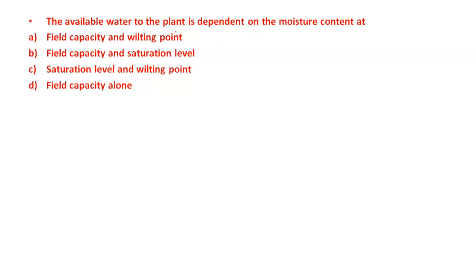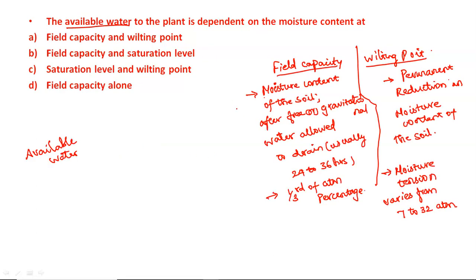Next one: the available water to the plant is dependent on the moisture content at which points? First you understand what field capacity and wilting point are. Field capacity is the moisture content of the soil after the free gravitational water has been allowed to drain. Usually it takes 24 to 36 hours. The field capacity is equal to 1/3 atmosphere. We can call this field capacity or capillary capacity.